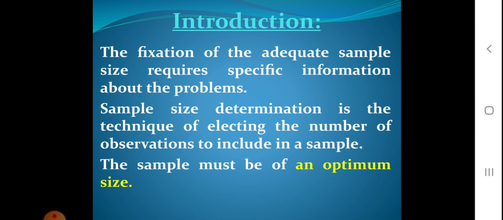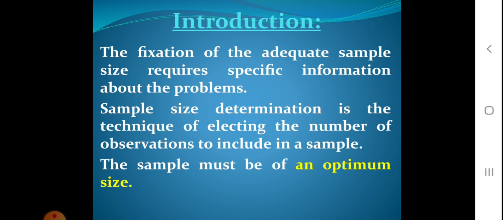The fixation of adequate sample size requires specific information about the problems under investigation in the population under study. The information collected during investigation from samples is to be recorded on a pre-designed schedule or on a questionnaire. The design of the questionnaire depends on the objectives and facilities for analysis.